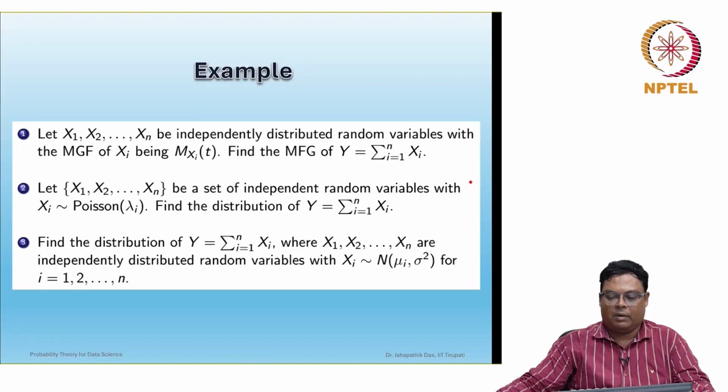So let us discuss this problem. Let X1, X2, ..., Xn be independently distributed random variables with moment generating function of Xi being M_Xi(t). Find the moment generating function of Y = summation of Xi, i = 1 to n.